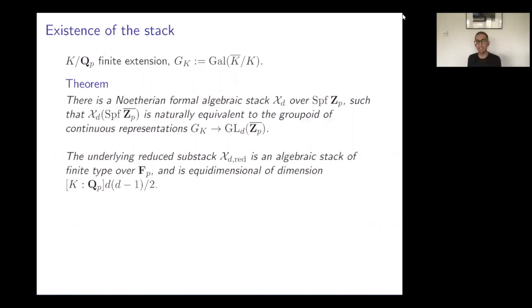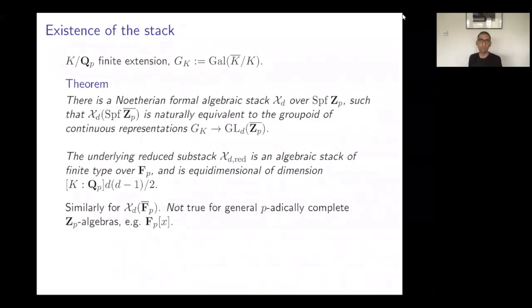The underlying reduced substack is actually an algebraic stack. It's finite type, and it's equidimensional of this dimension here. I'll give you a couple of interpretations later of this dimension and why it's the natural thing to have. But perhaps I should say that this is the dimension of the associated flag variety for GL_d over K. We haven't done this, but these stacks should exist for representations to any reductive group, I guess any algebraic group, and then again, the dimension will be the dimension of the corresponding flag variety.